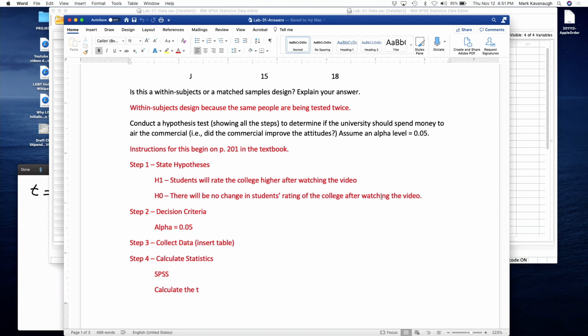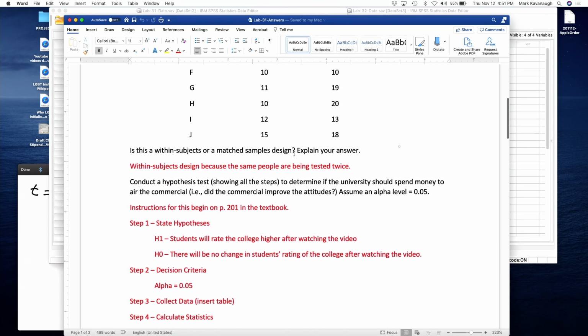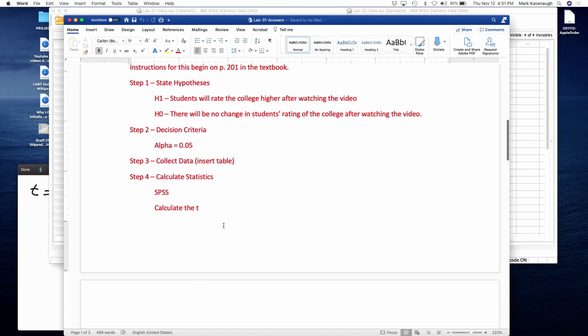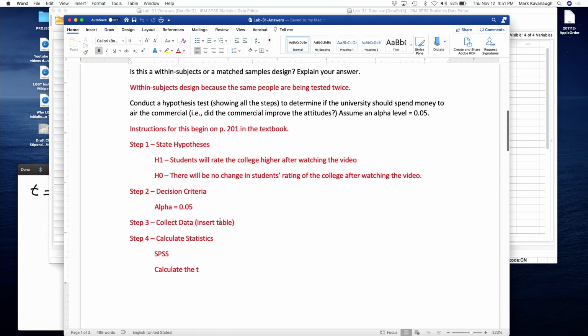So that's what you want to write down for your hypothesis. Your decision criteria, we're going to go for alpha equals 0.05, or a 5% chance that we want this beyond that 5% chance of happening by chance. We collect the data, and that's what we have up here, and we calculate this in SPSS. And then we're going to make a decision about it.